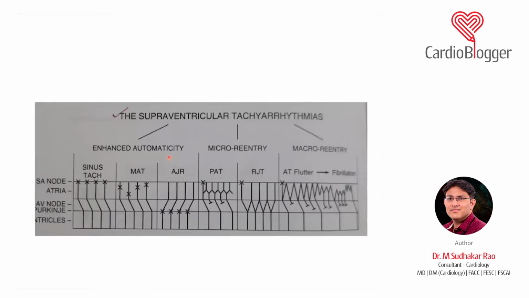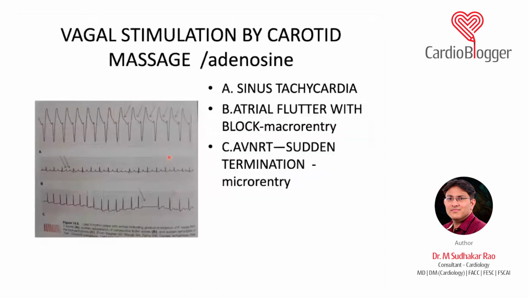Then we have a micro re-entry. Micro re-entry is seen in patients with paroxysmal atrial tachycardia or a reciprocating junctional tachycardia. And then we can have a macro re-entry in patients with atrial flutter or atrial fibrillation.